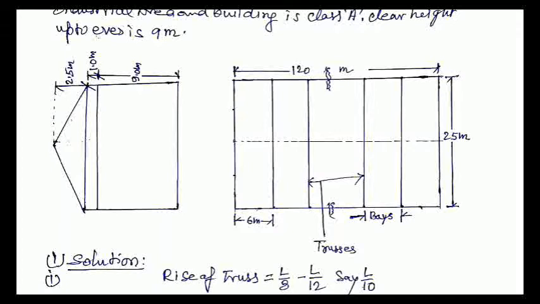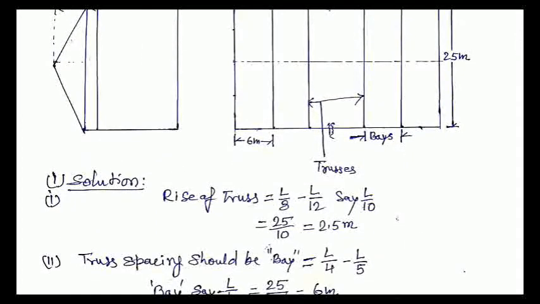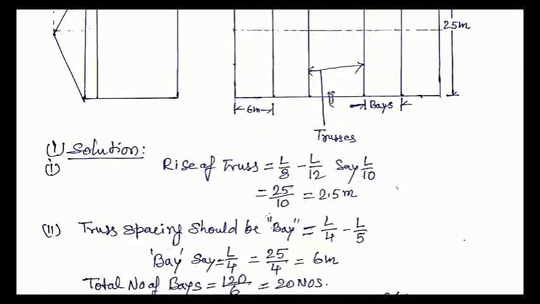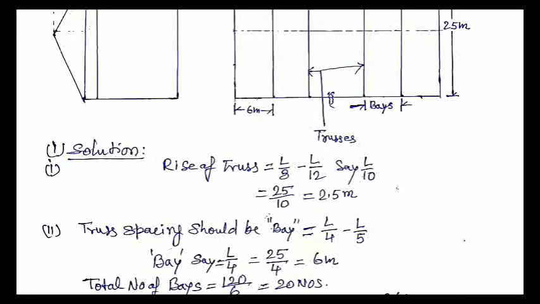Okay, so first of all we have to find out the rise of truss. So rise we may keep in between L by 8 to L by 12, say L by 10. So the rise comes out to be 25 divided by 10. It comes out to be 2.5 meter.